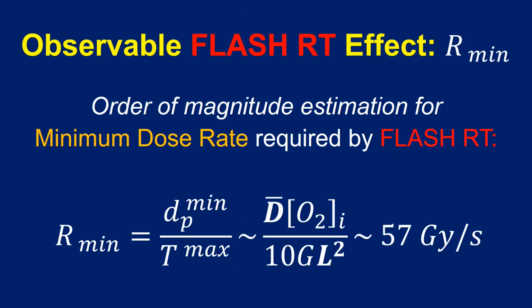Putting together everything I have described so far, we get the order of magnitude estimation of R min, which is the ratio between dP min and T max. Plugging in all the relevant coefficients, we can get the estimation of the minimum dose rate, which is about 57 gray per second. By the way, this is consistent with the experimental observation of R minimum around 40 gray per second.